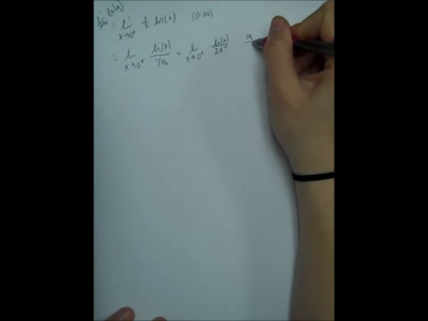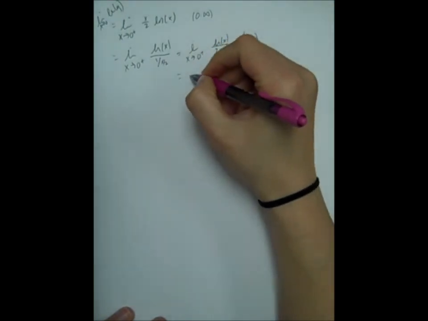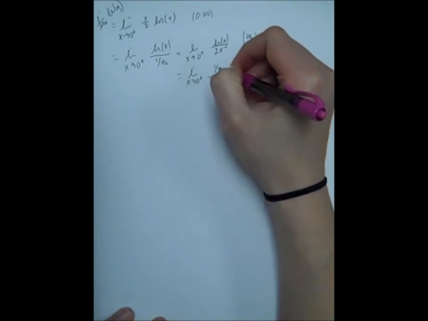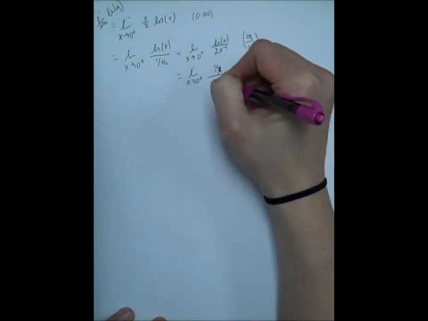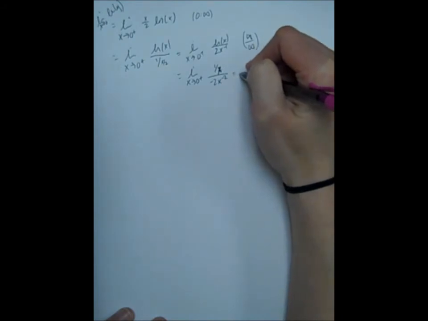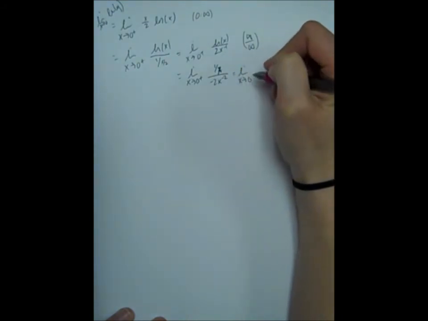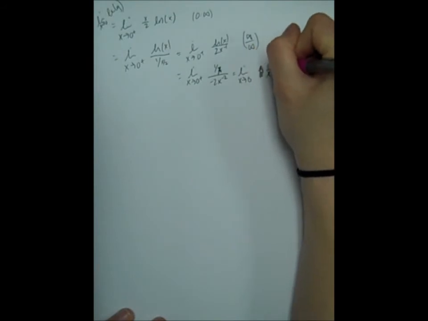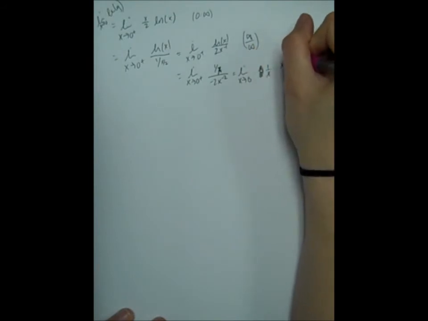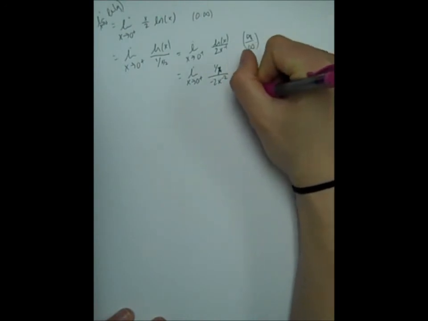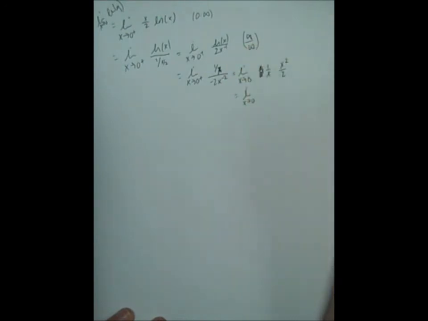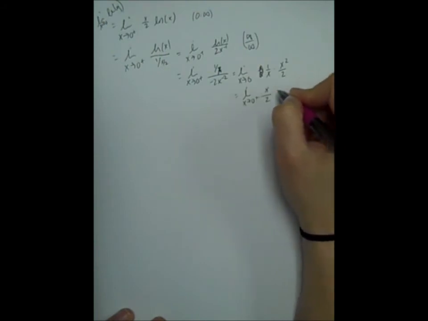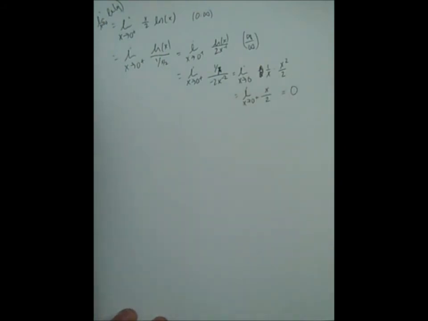This now is of the form infinity over infinity. So I'll take the derivative of the top and bottom. So 1 over x, negative 2x to the negative 2. And now let's do some algebra. So this is 1 over x times x squared over 2. The x's are going to cancel, so I'll get x over 2. As x goes to 0, that just goes to 0.